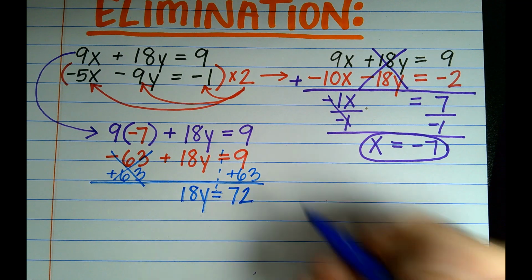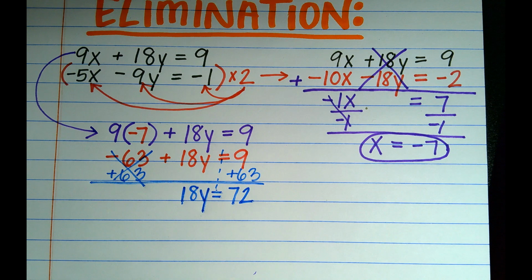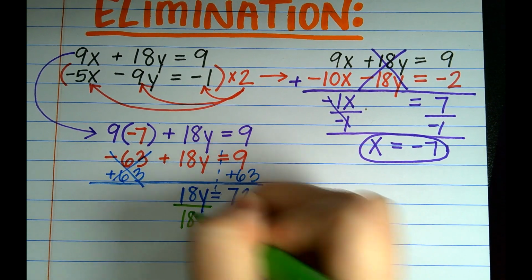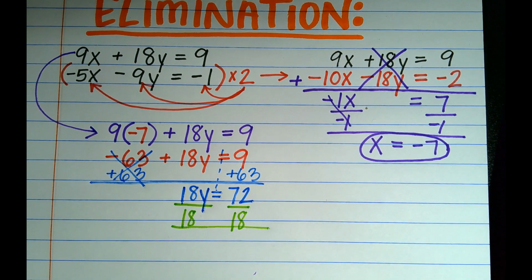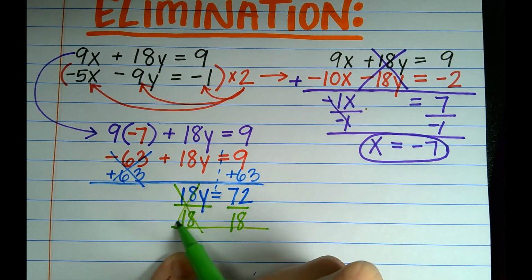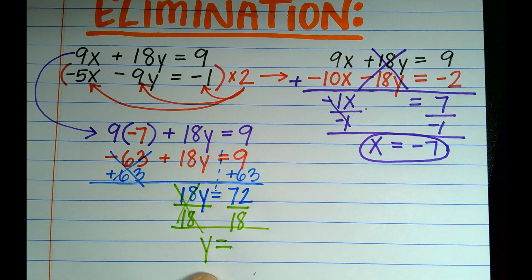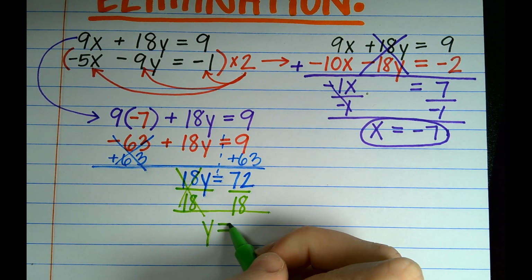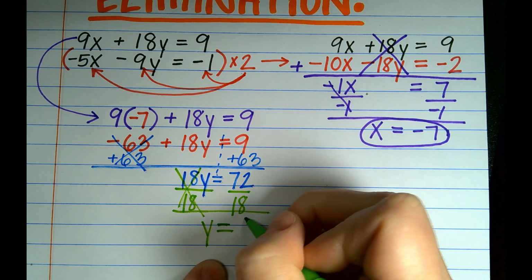And now we just have one more step. Yes, divide by 18 on both sides. Those 18s will cancel, leaving me with y by itself. Bring down the equal sign, and now we just need to do 72 divided by 18. And let's see, what does that give us? 4. Perfect.